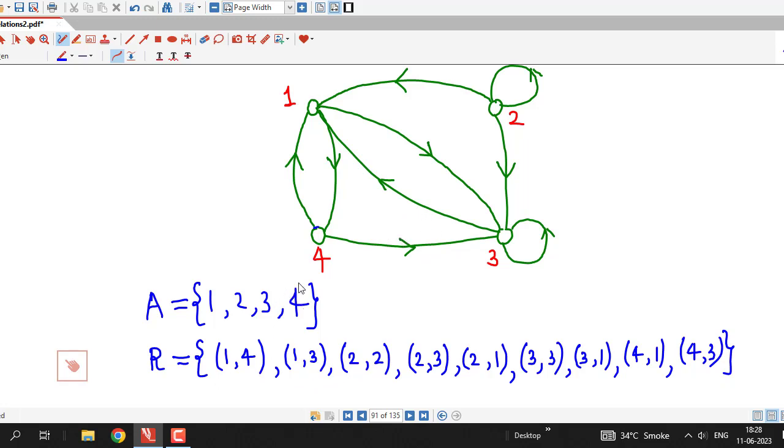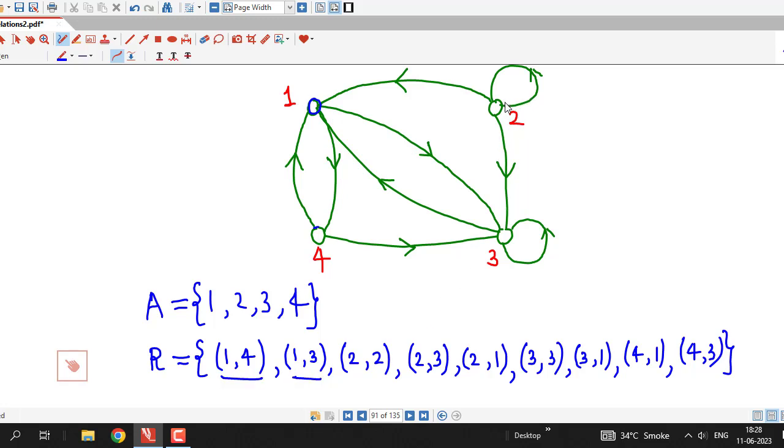To write down the relation from the diagram, what we can do is we can check for every vertex that it is an initial vertex of which edge. For example, if I start with 1, then I will check that 1 is related to which elements. So here we can see 1 is related to 3, 1 is related to 4, and there are only 2 arcs having initial vertex as 1. So I have written these 2 ordered pairs.